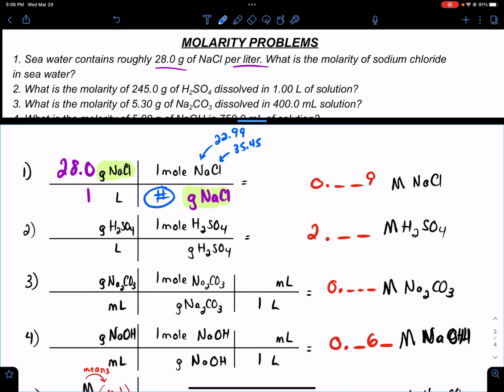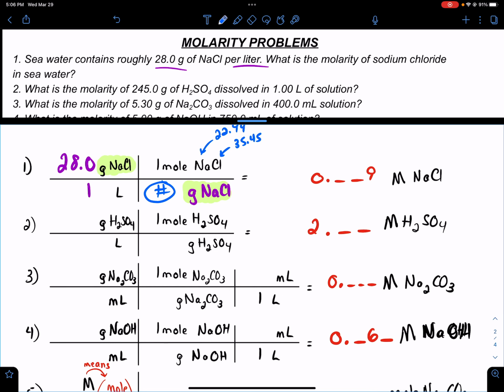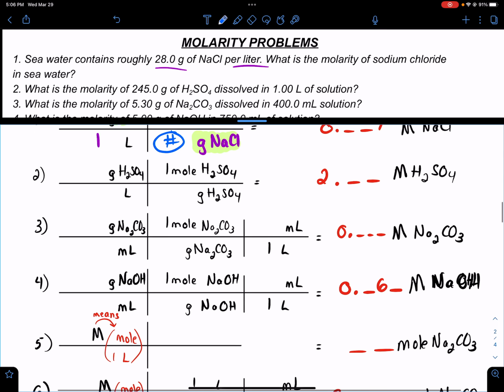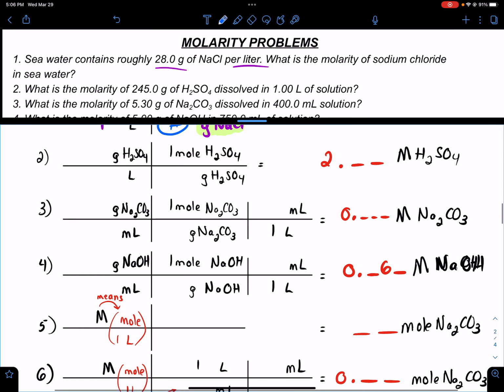So you've got to add up your values, plug that number in right here, and then you're going to take 28 times 1. You multiply stuff across the top, and then you divide it by the stuff on the bottom. And if you end up with a value ending with a 9 right here, you did it correctly. So let's go to question number 2.